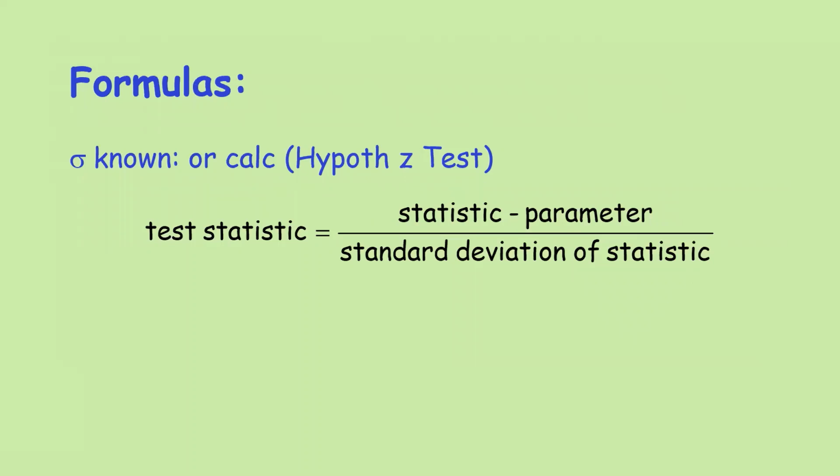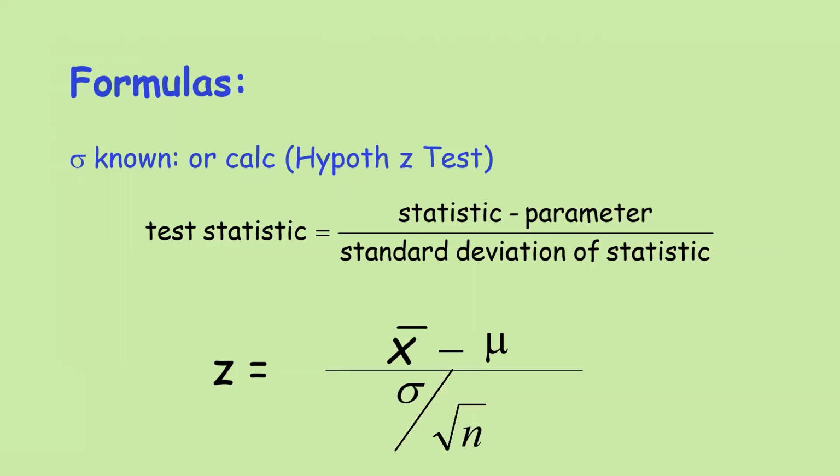The formula, when sigma is known, is we would be doing a hypothesis z-test. Test statistic, as always, is the same: your statistic minus your parameter divided by your standard deviation. Written in easier formula terms, it would be your x bar minus your mean divided by your standard deviation divided by square root of your sample size. Again, this is a formula on your formula sheet, so make sure that you are able to locate it there.